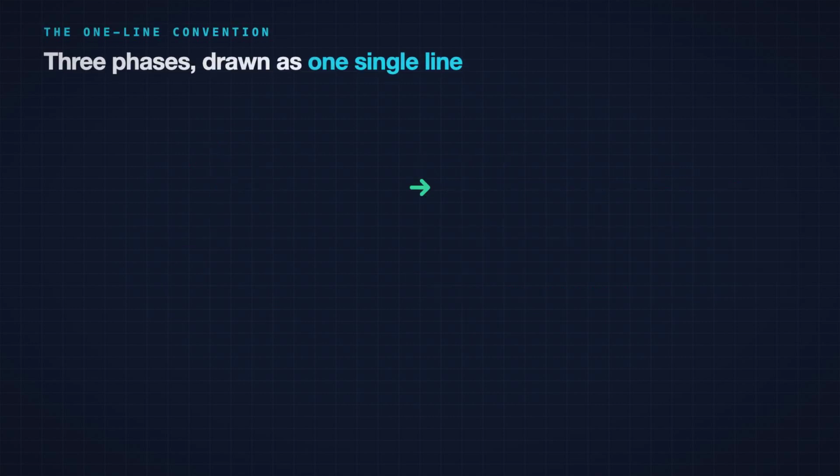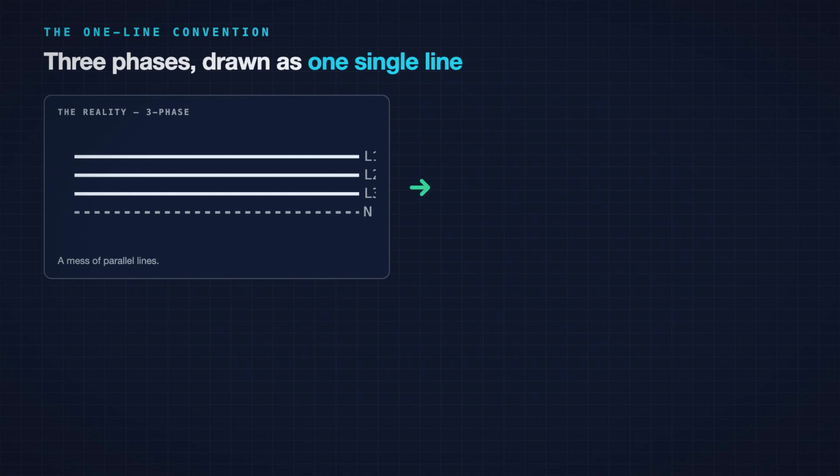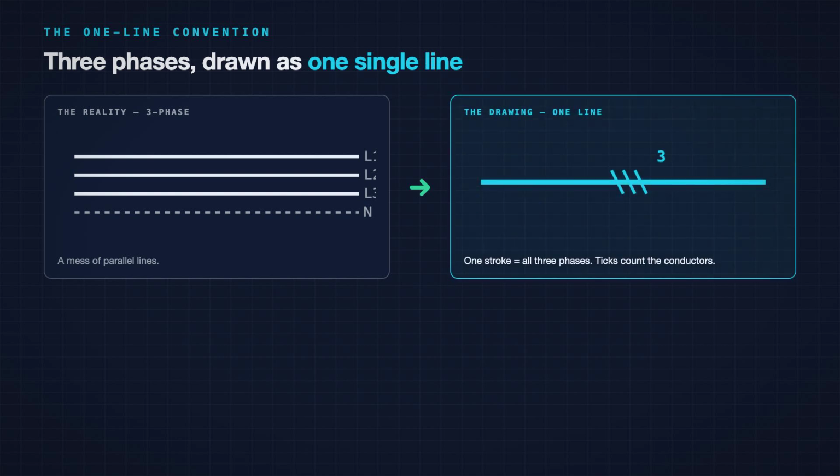First, the single most important idea. Why is it called a one-line or single-line diagram? Real power is three-phase, 3 live conductors, plus a neutral and an earth. Drawing all of those would be a mess of parallel lines. So the one-line convention draws the whole three-phase run as a single line. One stroke on the page stands for all 3 phases at once. Little tick marks across a line, or a small number beside it, tell you how many conductors that single line really carries. That is the whole simplification.